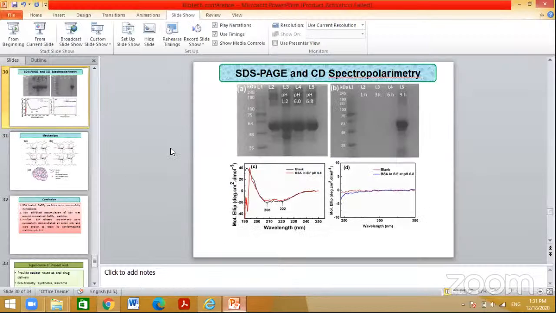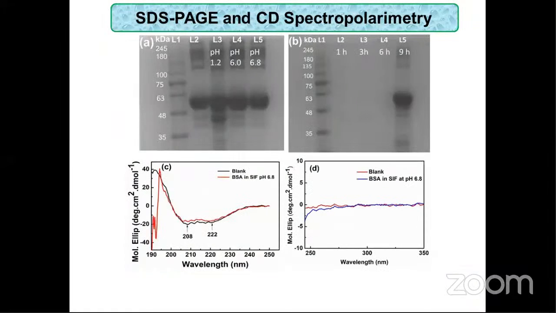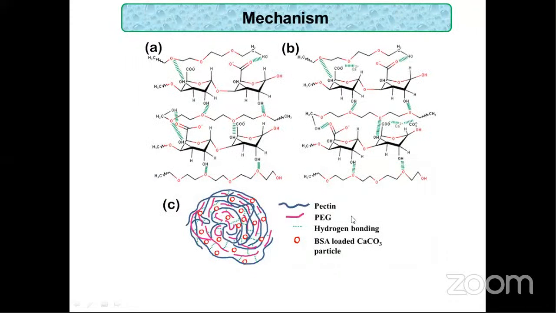So here, when I come to the slide, you can see the primary structure is stable, and the secondary structure and tertiary structure are also stable. That means our protein sample is intact in our carrier. This is the interaction of the molecules. This especially explains the interaction of the molecules. This is a pectin and this is PEG. It is interacting through physical forces, that is, through hydrogen bonding.